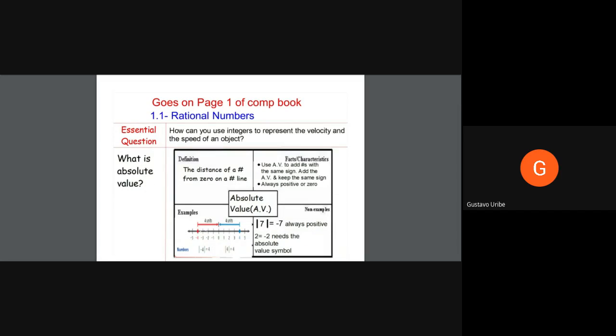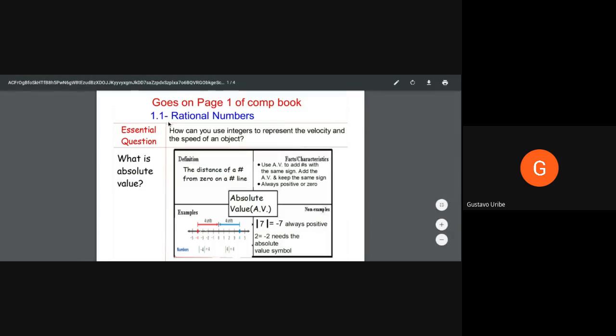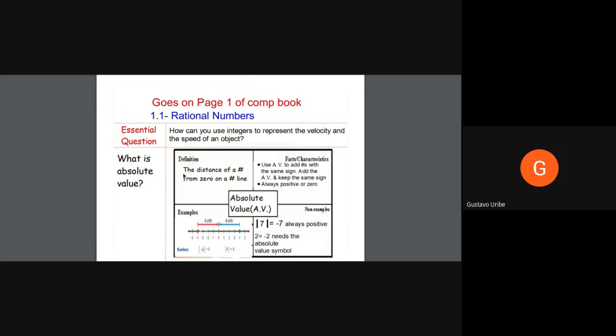Our first lesson for the year is called Chapter 1.1, Rational Numbers. Our essential question is how can you use integers to represent the velocity and the speed of an object? We're going to start with what we call a Frayer model, and our question on the left-hand side is what is absolute value?